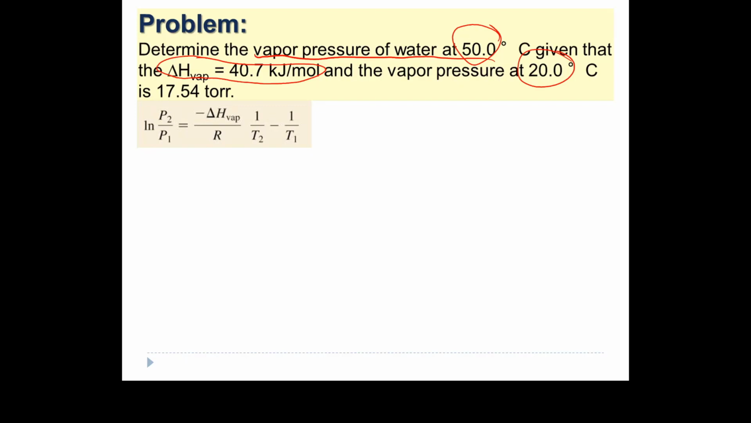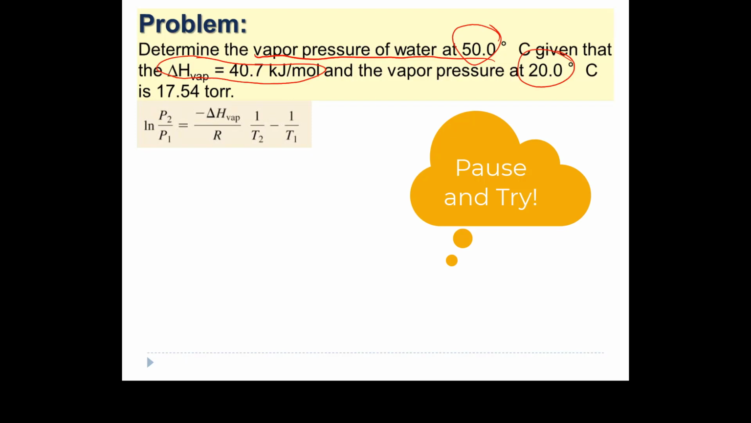So can we figure out the vapor pressure of water at 50 degrees C if we know the enthalpy of vaporization and we know the vapor pressure of water at 20 degrees is 17.5 torr? And the answer to that question is yes, but we've got to use this equation to do so, okay?